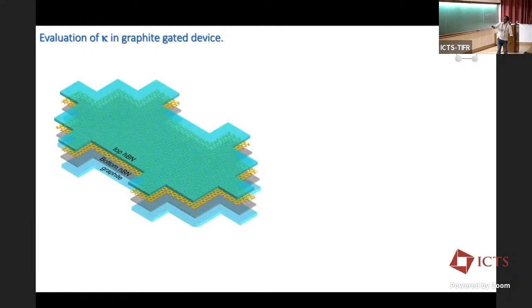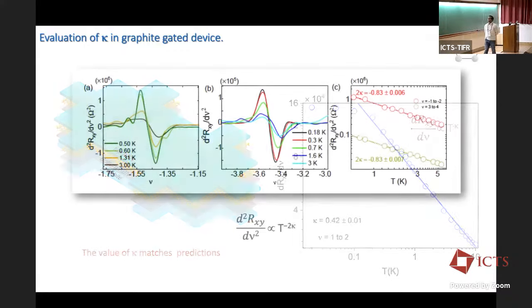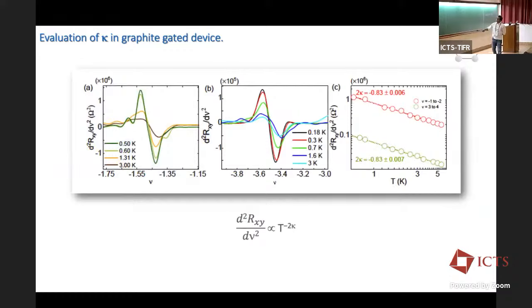So what you do, below the bottom hBN, you put a graphite gate to screen off the impurity potential scattering from the SiO2. Okay? And then you see that immediately for the integer quantum Hall, kappa becomes 0.42, and it matches the theoretical predictions immediately. So next, what do we do? Well, you can play the game. You can take the second derivative. And from scaling, you know that the second derivative will go as t to the power minus 2 kappa.